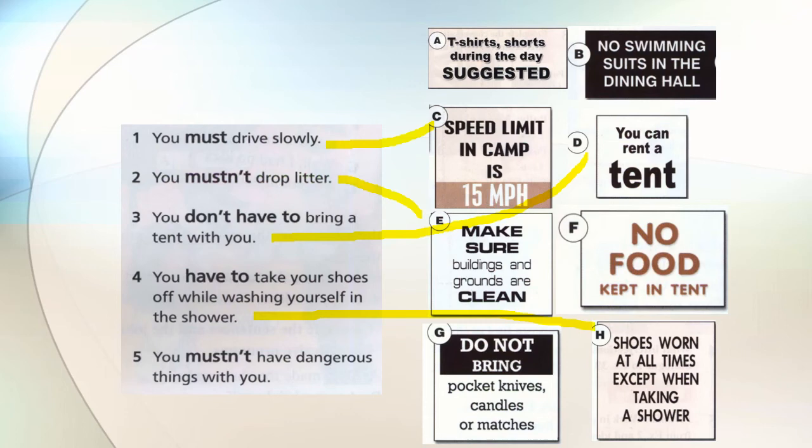And the last sentence, you mustn't have dangerous things with you. Вам запрещено иметь опасные вещи с собой. Don't bring pocket knives, candles or matches. So it will be G, right? Okay, that's all.